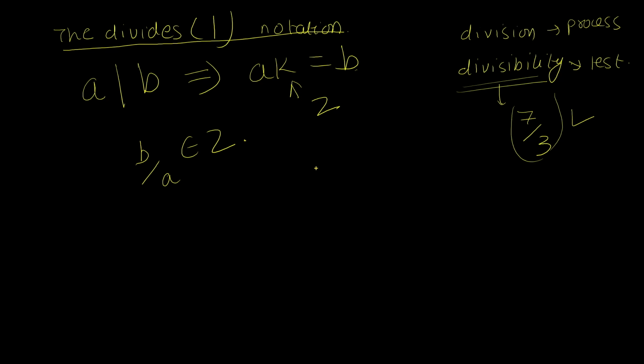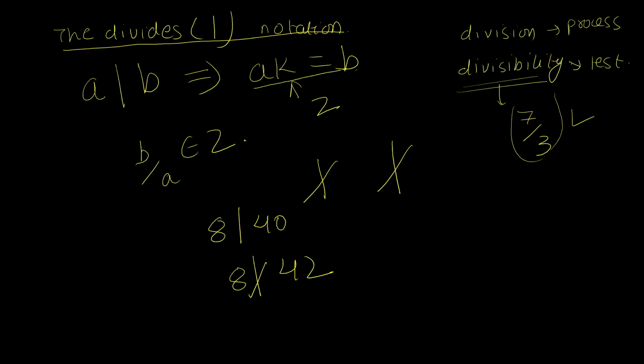Okay? And there is this symbol, does not divide. So if I put the divide sign and cross it this way, it is does not divide. So it would be true to say that 8 divides 40, but 8 does not divide 42. Okay? So just a matter of notation. We'll look into a couple of problems where this becomes relevant later. But yeah, these are just notations.